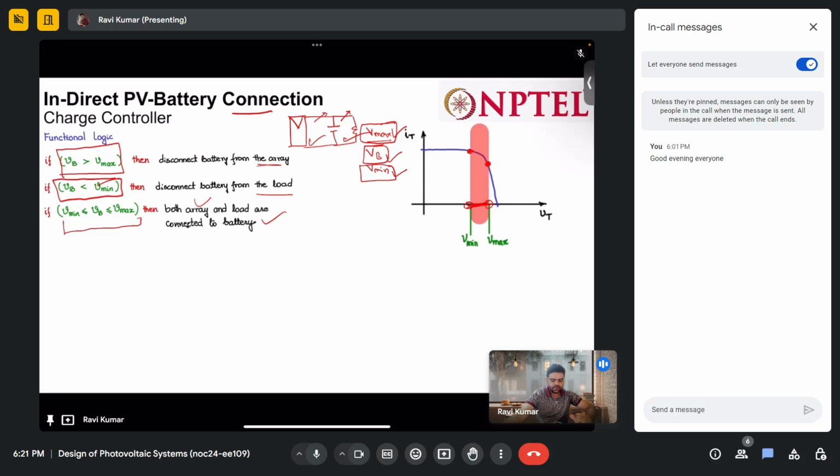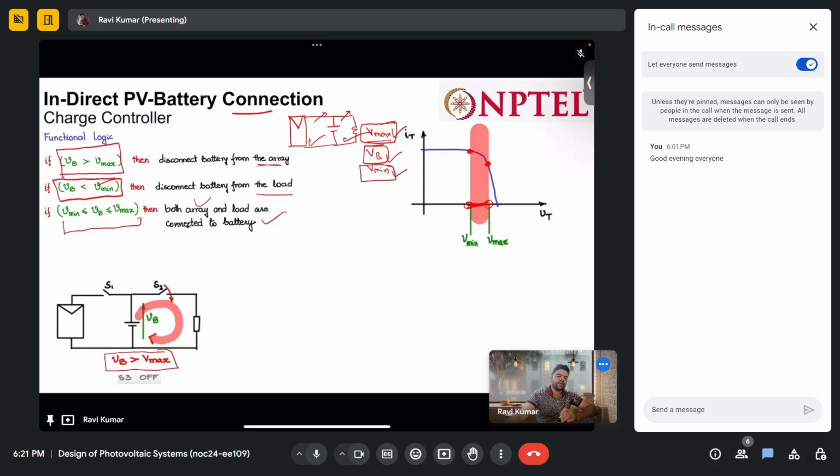So in a graphical way, I can show here. This is the condition when Vb is more than the V max. It means our battery is fully charged. So it is disconnected from this solar PV system and it is connected to the load. So this is the direction of the current which is flowing.